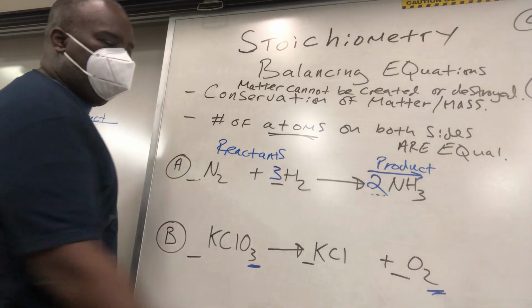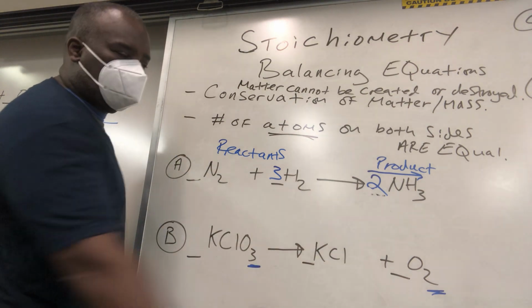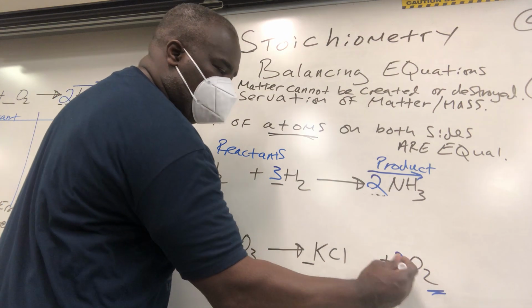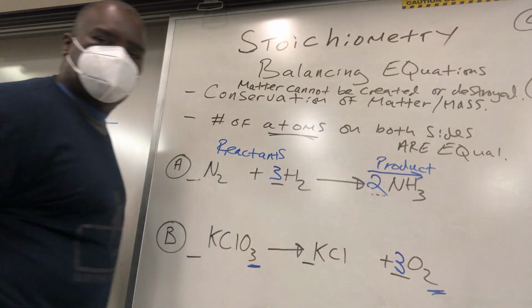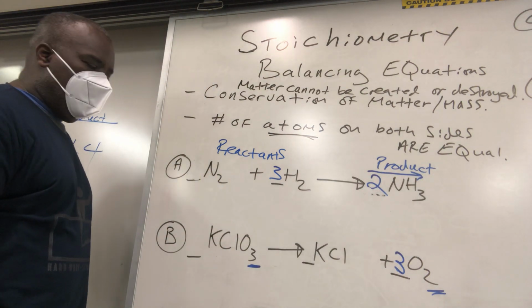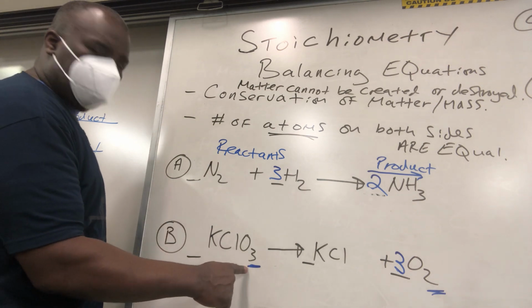How do I make this guy 6? All right, I got 2 already. I can put a 3 there. 3 times 2 is 6, all right? Okay. Now, how do I make this 6?